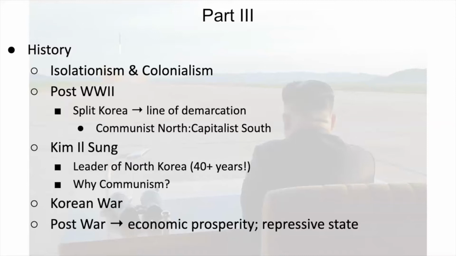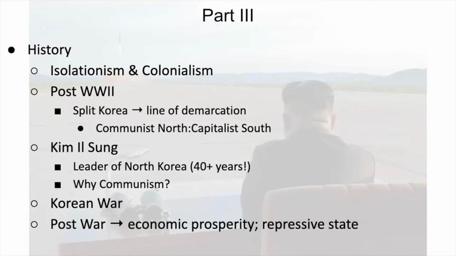What's also important to note then is the background of Kim Il-sung. So we know that he becomes the leader of North Korea and does so for a long time, but he has spent time in the Soviet Union and China, so he also has this communist background. So the North being influenced by communism, along with Kim Il-sung's background, makes for good reason as to why North Korea ends up adopting communism.